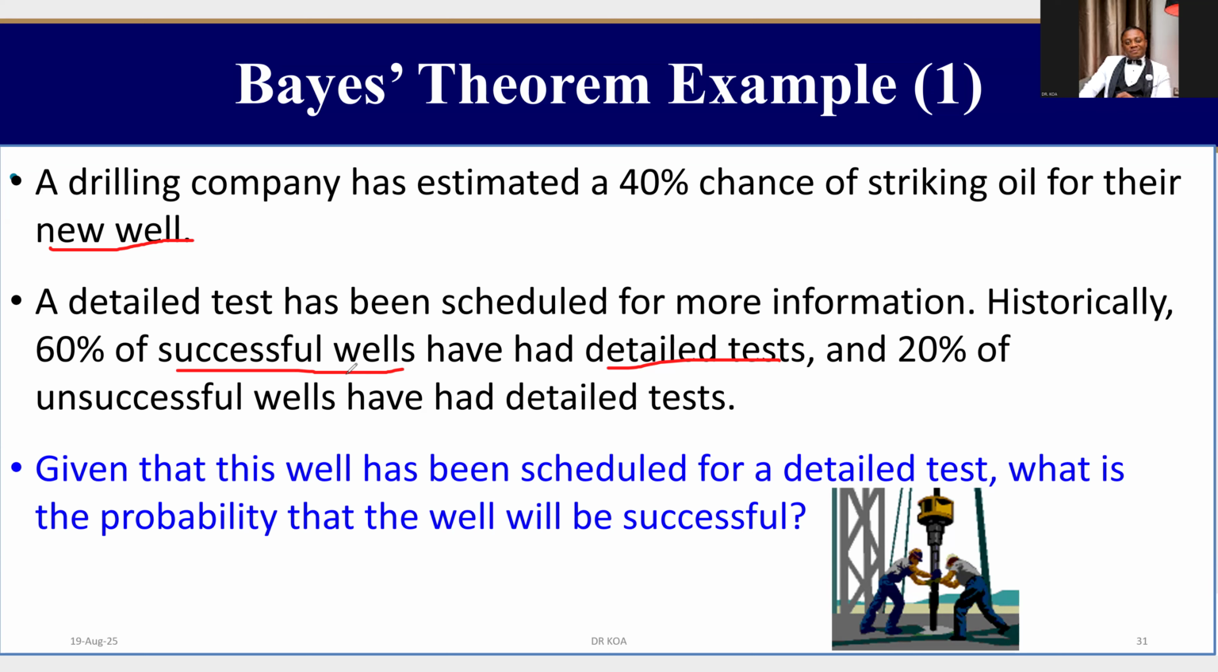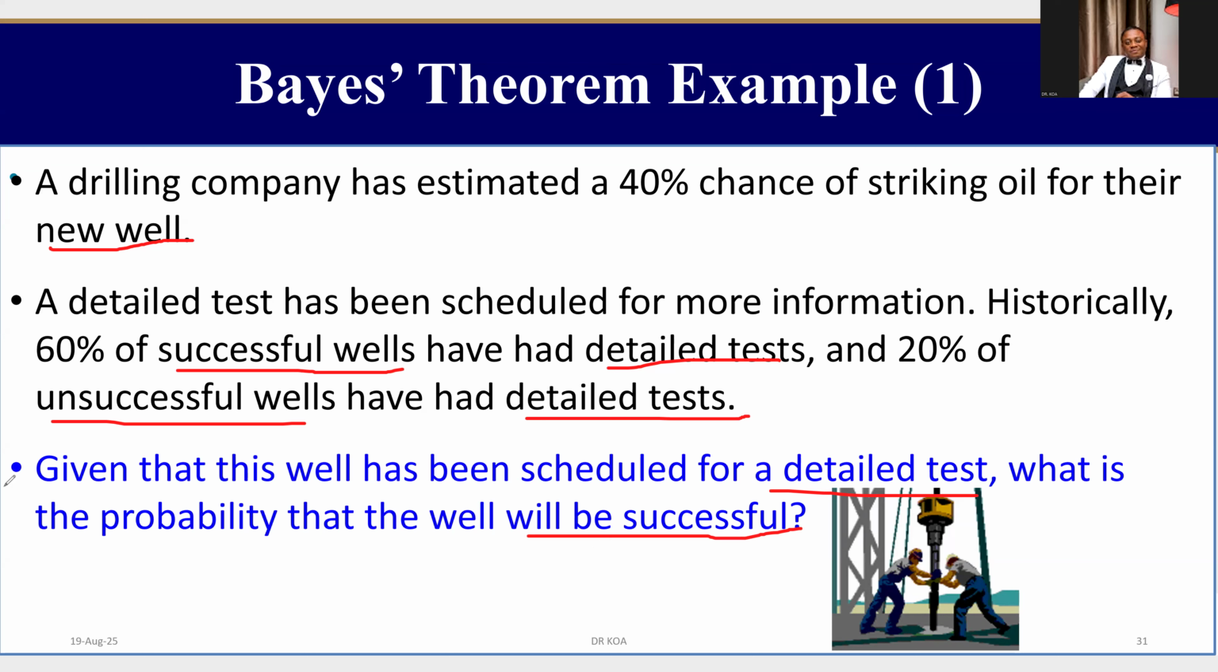But the question wasn't asking you about that. So watch the word. First, you have a successful well and a detailed test, and then you have an unsuccessful well and a detailed test. Now, given all these, that this well has been scheduled for a detailed test, what is the probability that the well will be successful?